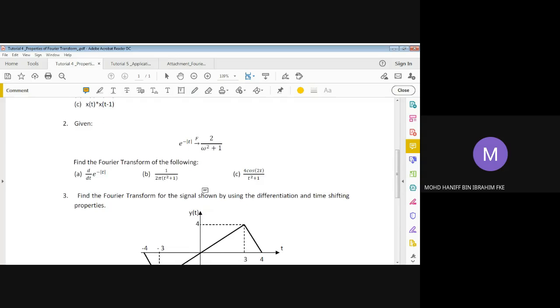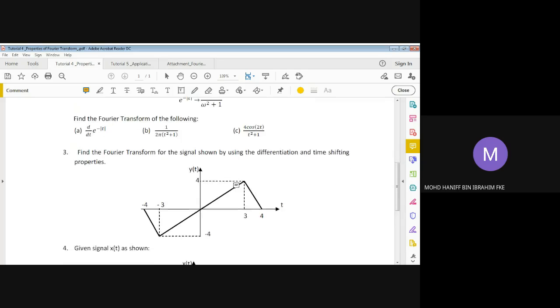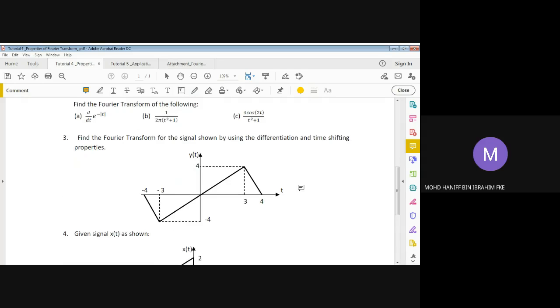Okay. For question 2, I think it's clear. Hopefully you have understood it clearly. And for question 3 now, is there any question? Is there any concern related to question 3?